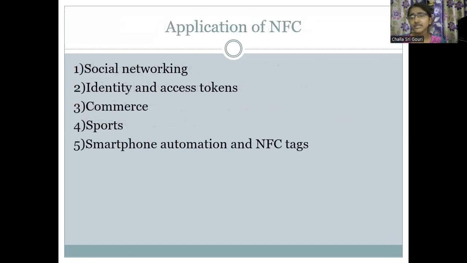Coming to the NFC applications, this is what we discussed with the help of examples in the previous slide. As we discussed, we can use it for social networking, for identity and access tokens, for e-commerce platforms, for sports, and for smartphone automation and NFC tags. So these are the various fields in which we can apply this particular technology.